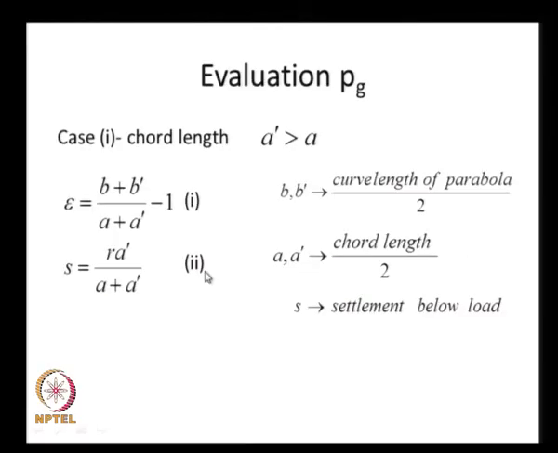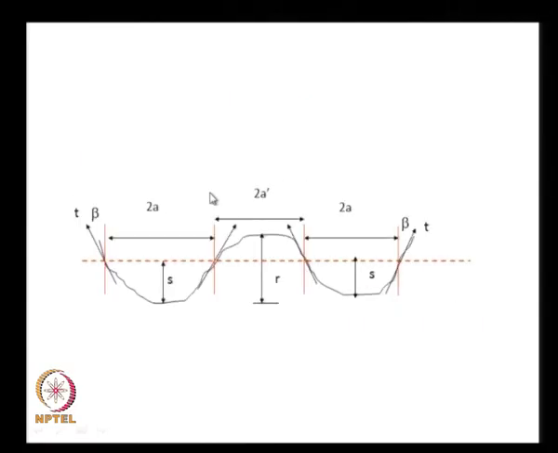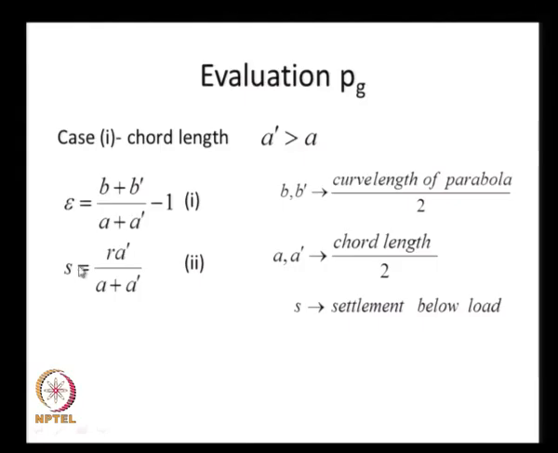And epsilon, that is the strain, is written as B plus B prime by A plus A prime minus 1, where B and B prime are the curved lengths. The shape is assumed to be a parabola, and B and B prime are the lengths before and after the load application, and A and A prime are the chord lengths before and after the load application. Once we have these values, we can calculate epsilon, and s is the settlement below the load, which is related to the rut depth.